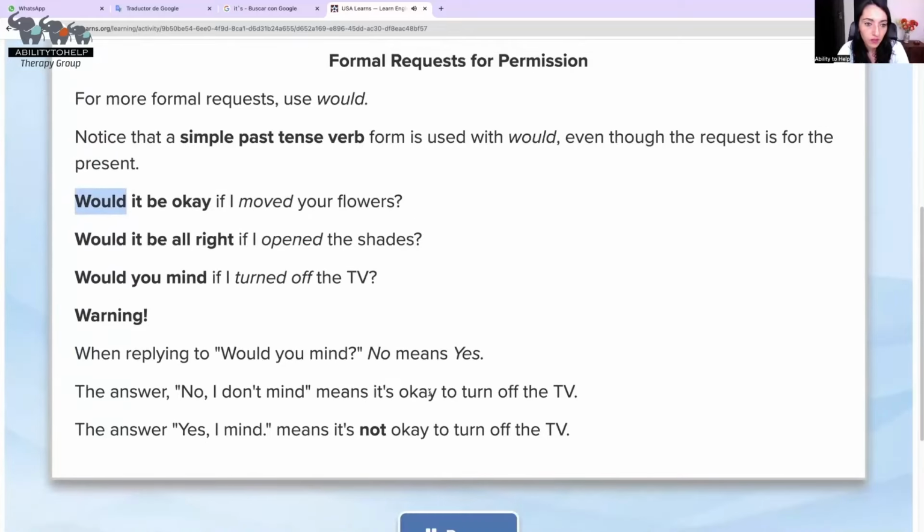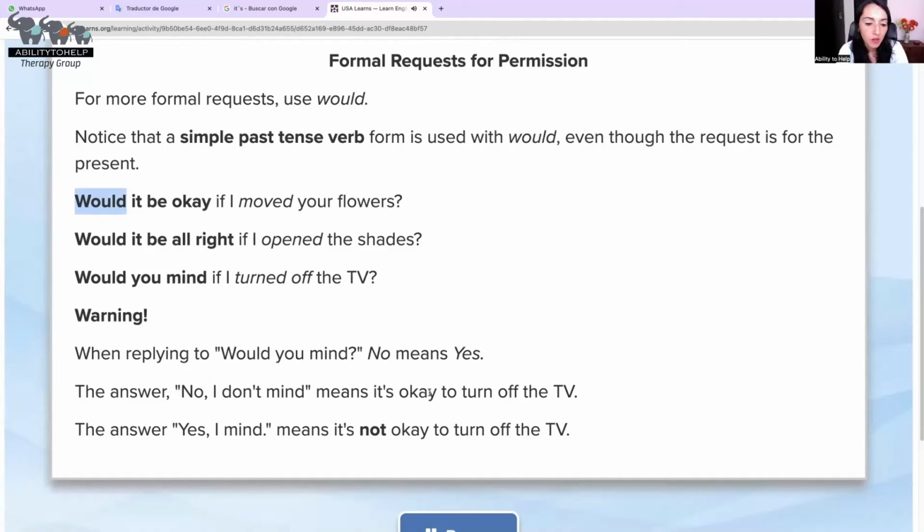Formal requests for permission. For more formal requests, use would. Notice that a simple past tense verb form is used with would, even though the request is for the present. Would it be okay if I moved your flowers? Would it be all right if I opened the shades? Would you mind if I turned off the TV?